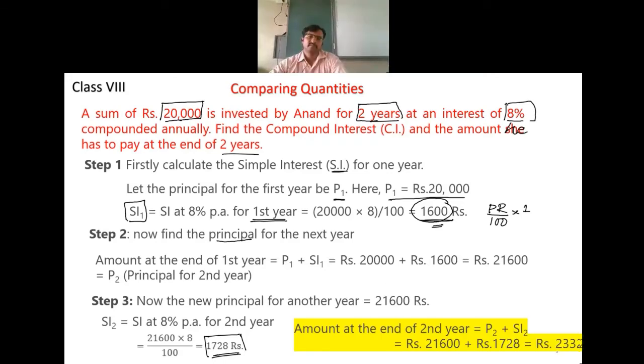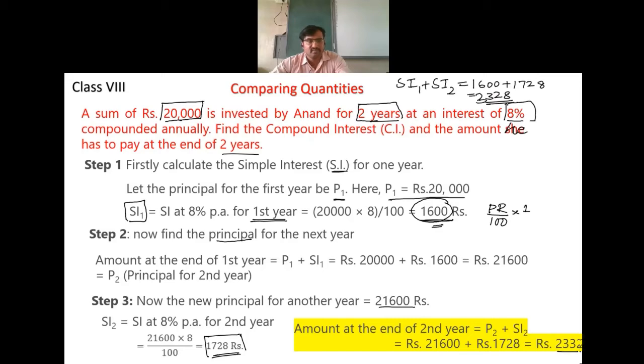So the amount you will be paying at the end is 23,328. Correct. What is the total interest he has paid? Total interest: 1,600 to be added to 1,728. It will be 3,328. So this 3,328 rupees is the extra amount paid.